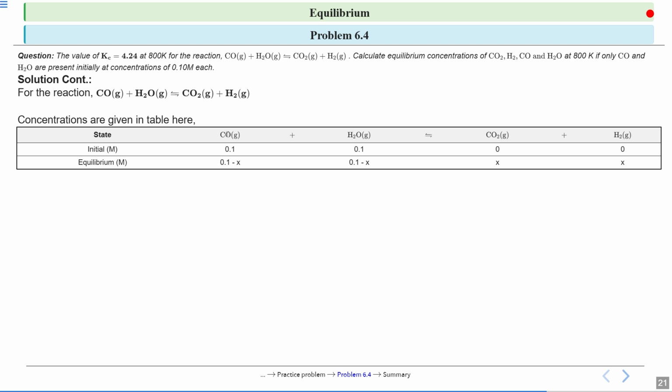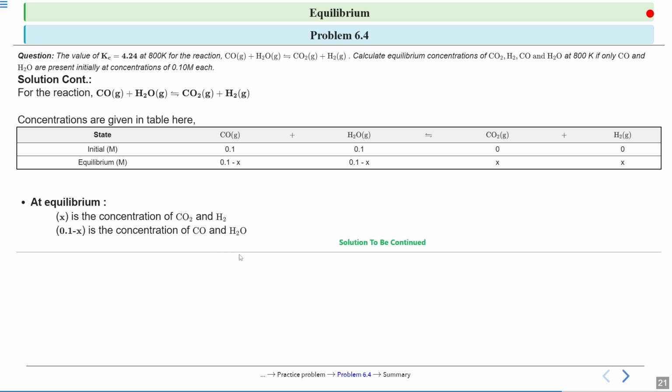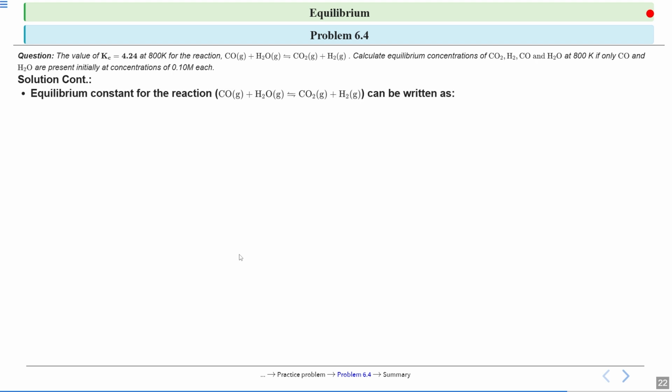From the balanced chemical equation, we can also say that 1 mole of CO is giving us 1 mole of CO2. So therefore X concentration will give X concentration of CO2 and X of H2. Further, what can we do at equilibrium? We can write the equilibrium constant. How can we write it? So we already know the concentration of all the species at equilibrium. So Kc can be written as CO2 concentration multiplied by H2 concentration divided by CO concentration multiplied by H2O concentration.